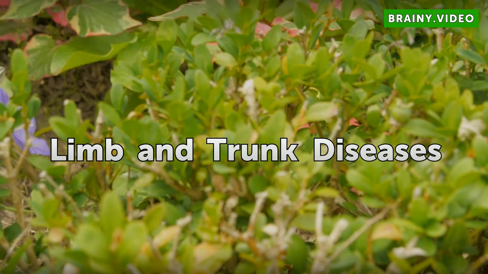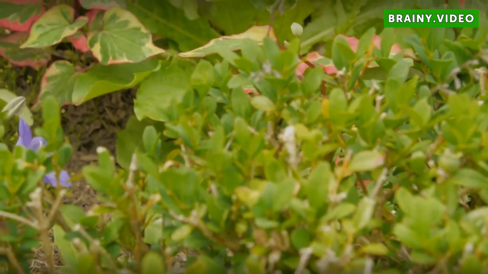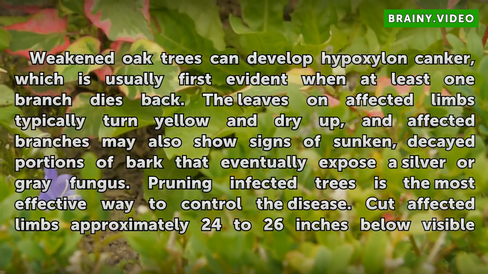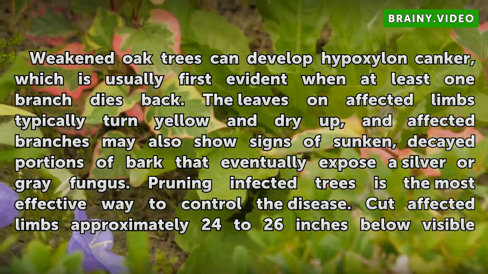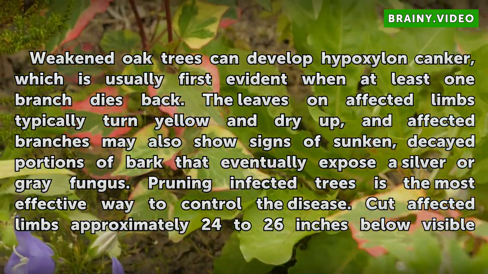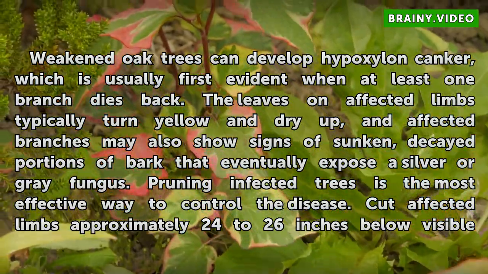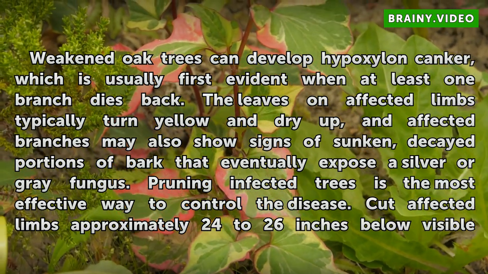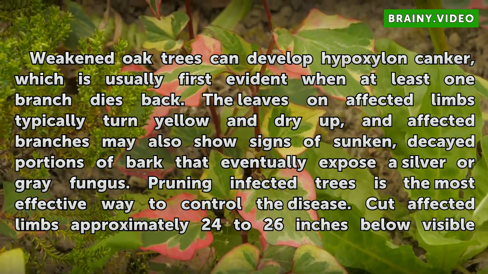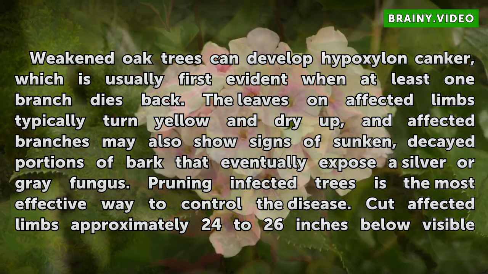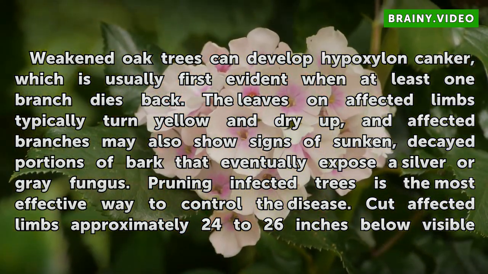Limb and trunk diseases. Weakened oak trees can develop hypoxylon canker, which is usually first evident when at least one branch dies back. The leaves on affected limbs typically turn yellow and dry up, and affected branches may also show signs of sunken, decayed portions of bark that eventually expose a silver or gray fungus.